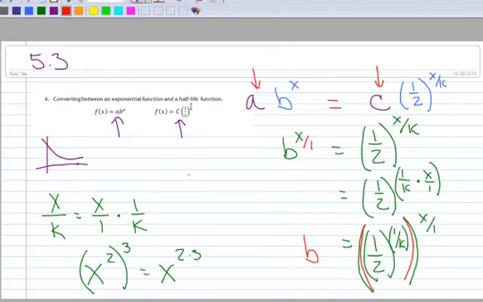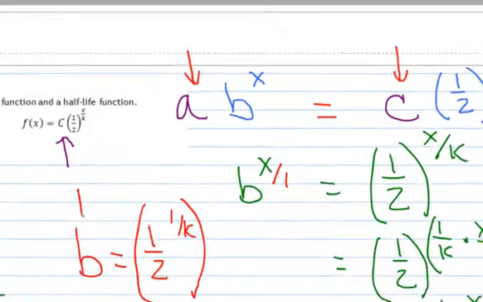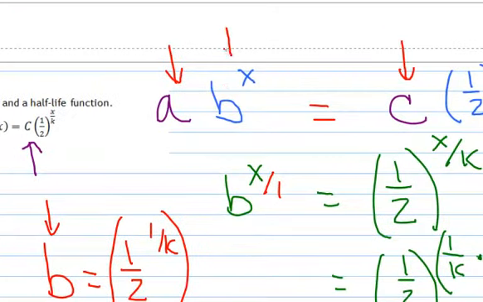So all of that becomes my b. Now let's write it right here in the middle. The b is 1/2 to the 1 over k. So if I know the half-life, I can simply take 1/2 to the 1 over k, and now I've got a b that I can use in this equation. And that's how I'm going to convert from one equation, the half-life equation, to the exponential equation.